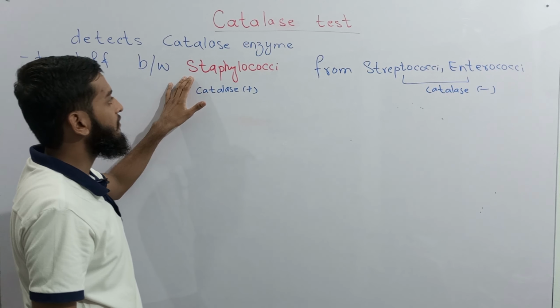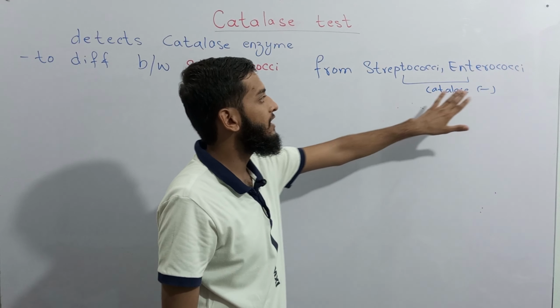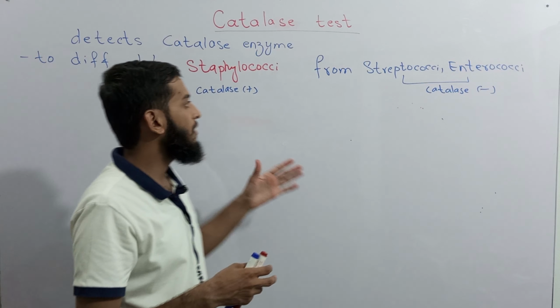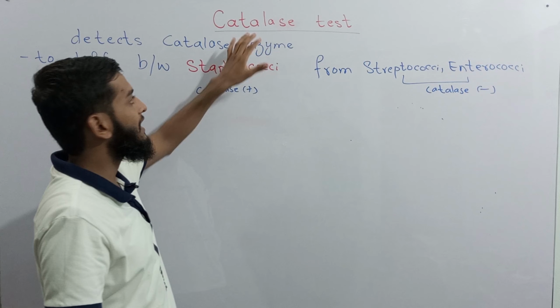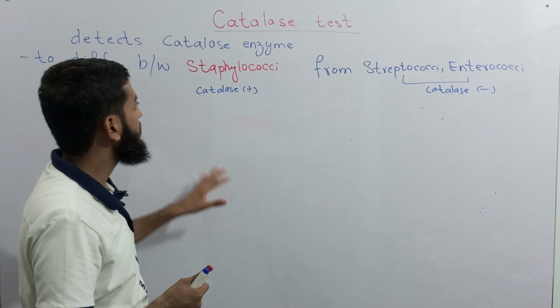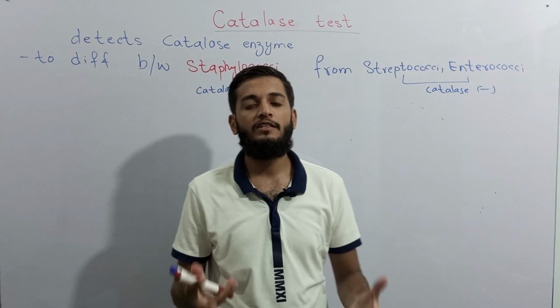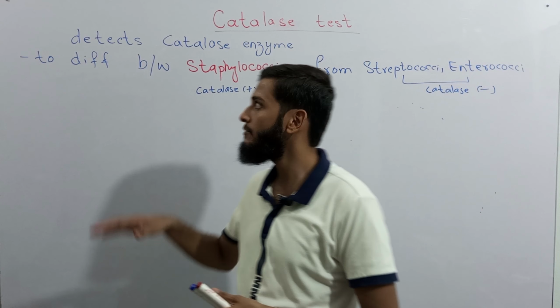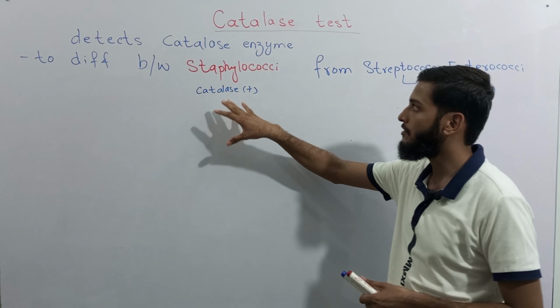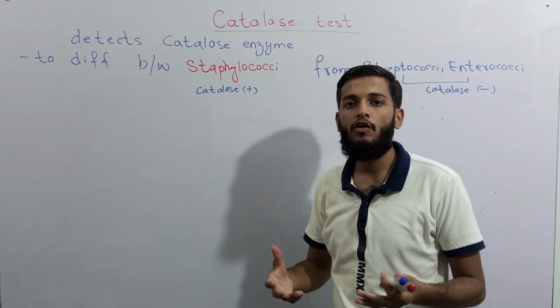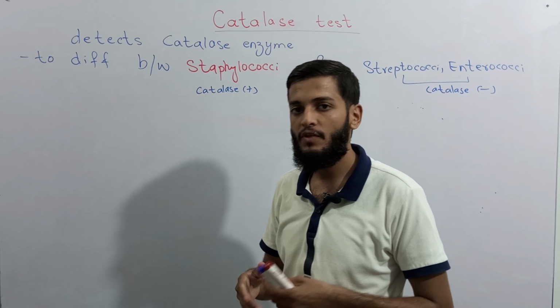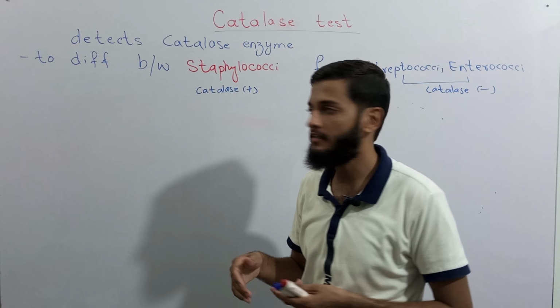Just remember, staphylococci, streptococci, enterococci, three of them are gram-positive cocci. To differentiate between them, catalase test is used. But the question is why this enzyme is so important in the identification of staphylococci and streptococci and how it plays its role. Or what is the principle of this test?